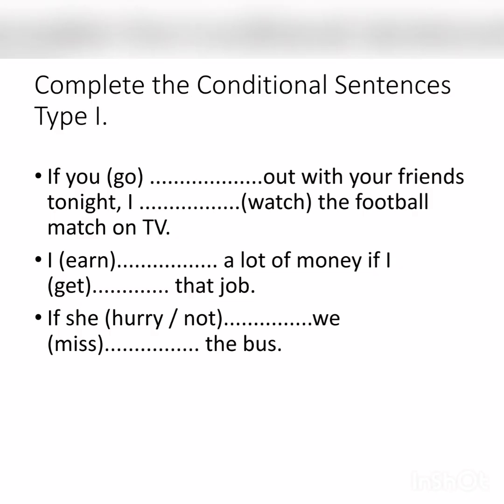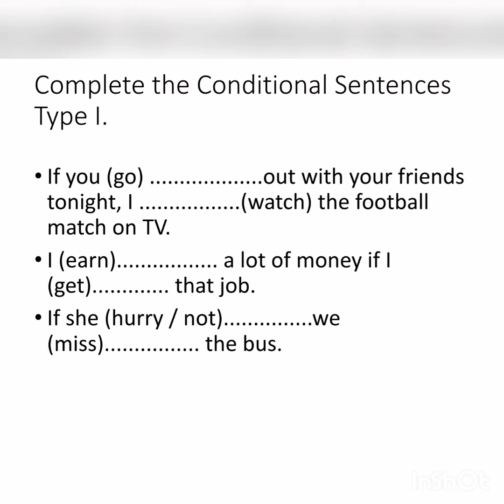Hey, the video doesn't end here. We have something for you. We have some exercises for you to prepare and practice the conditional sentences. First of all, we have 3 sentences for conditional type 1. If you dash out with your friends tonight, I dash the football match on TV. Yeah, let's remember. What was type 1? It contains the if clause in simple present and the main clause with will. So, if you go out with your friends tonight, I will watch the football match on TV.